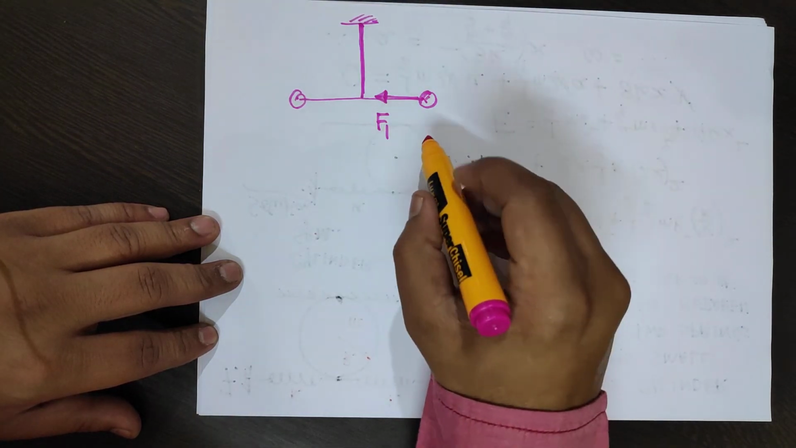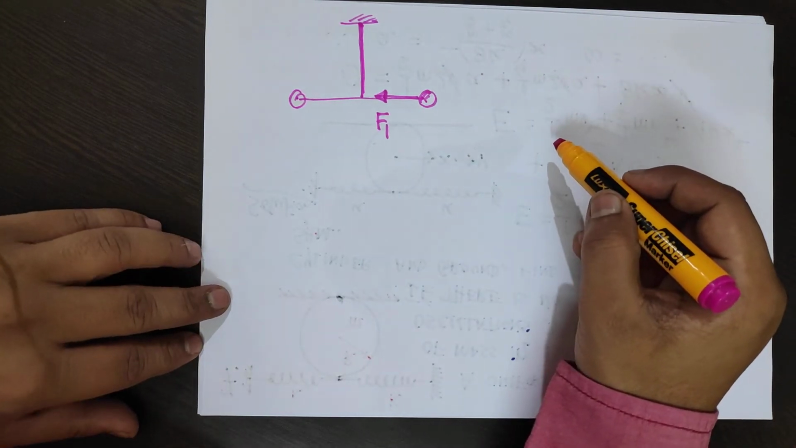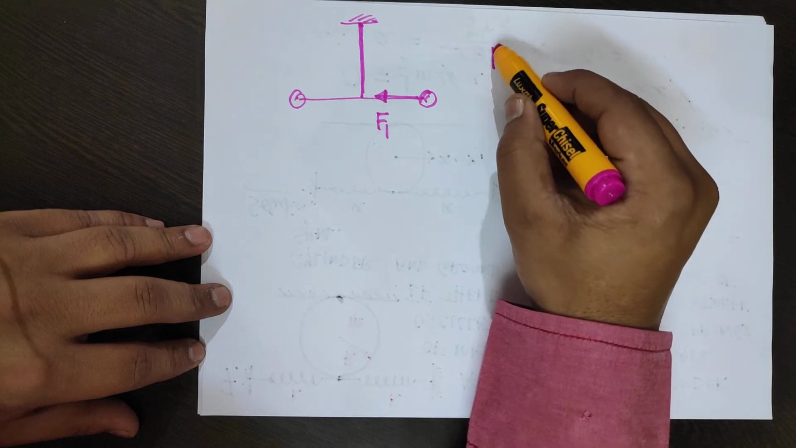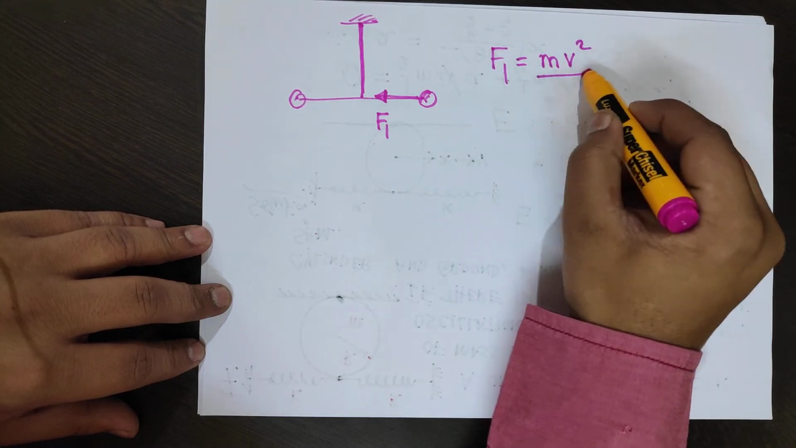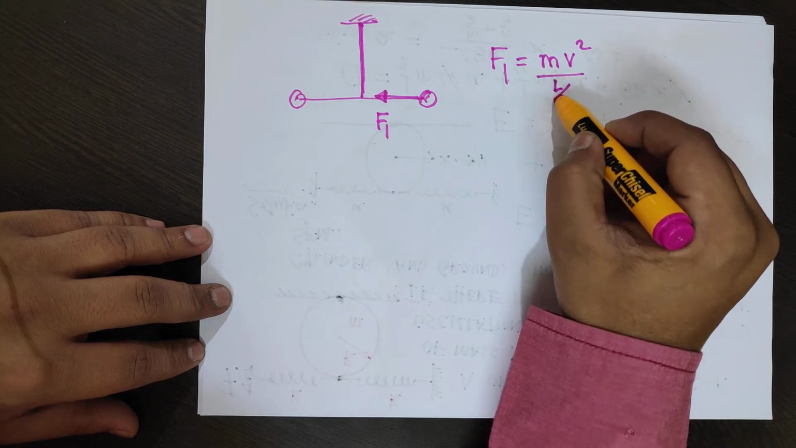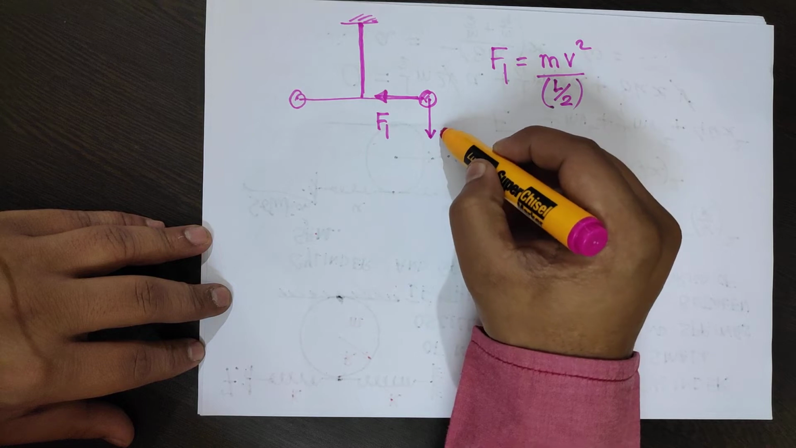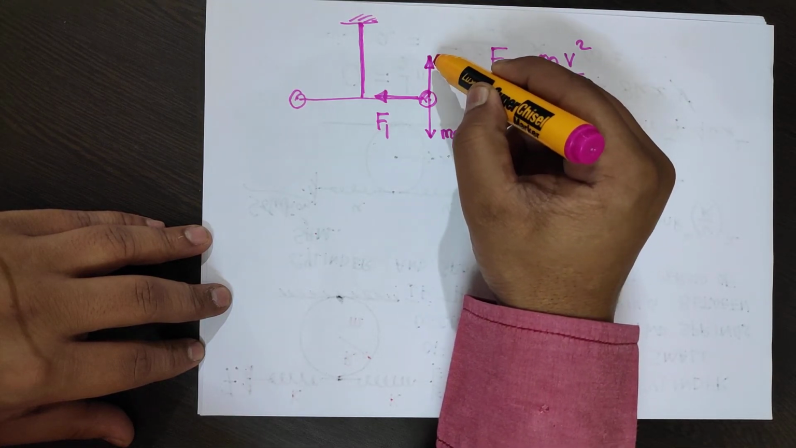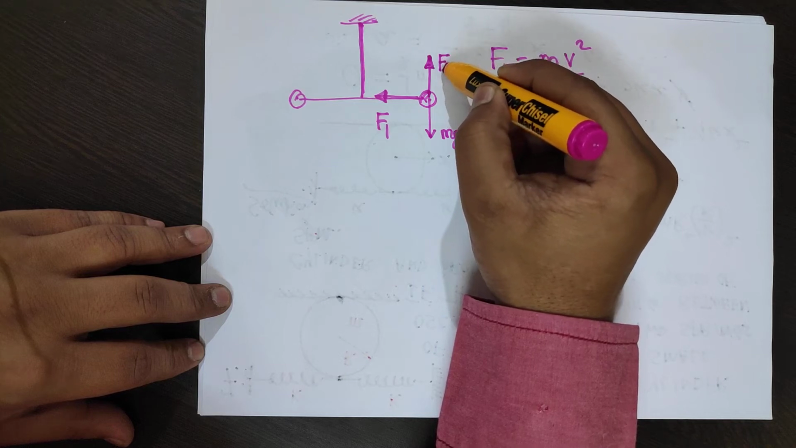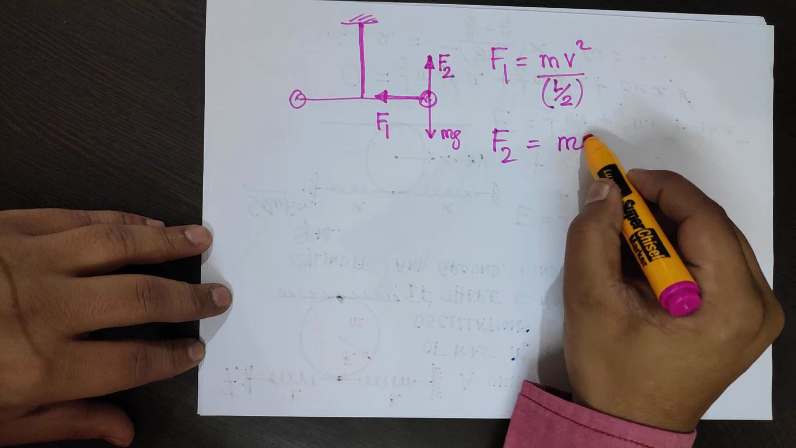Here the force F1 supplies the necessary centripetal force. So we can write F1 equal to m v square by the radius of the path, which is L by 2. And also there is weight mg, so the rod will apply a force upward on the ball, F2. So F2 is equal to mg.